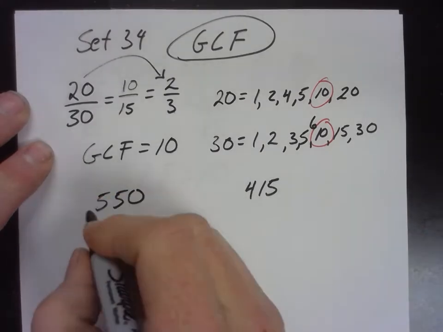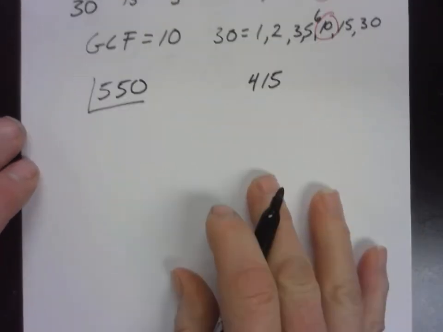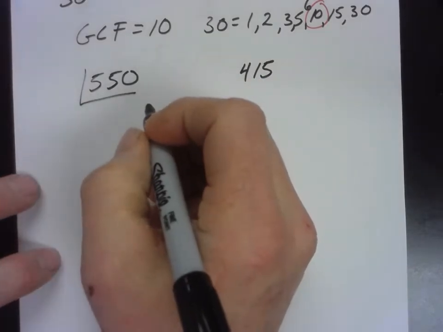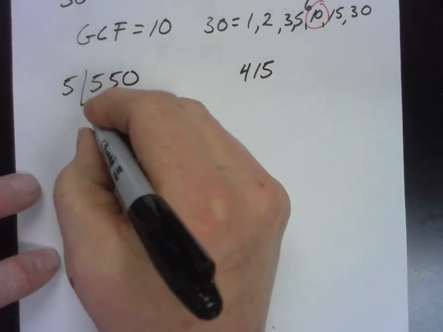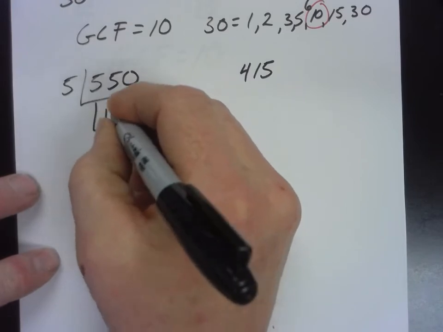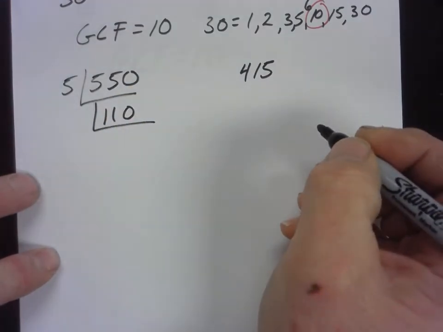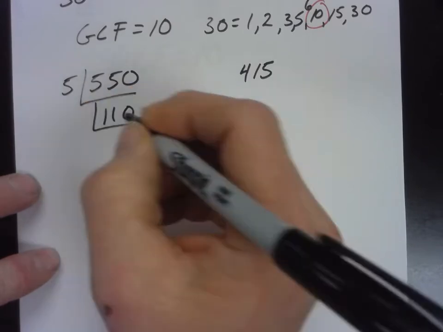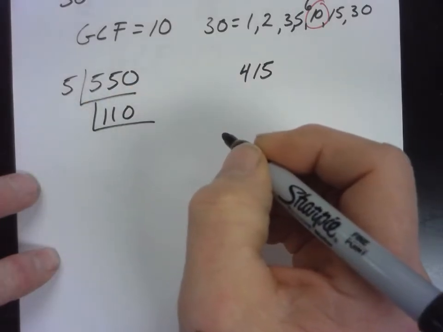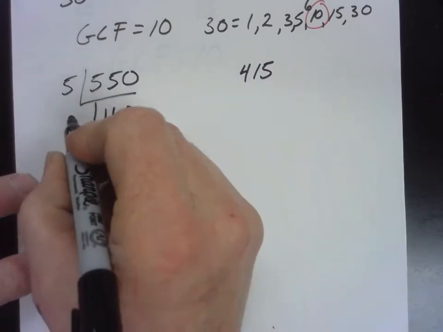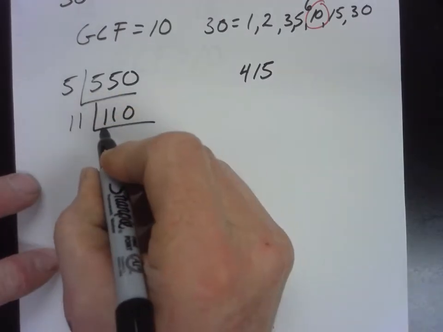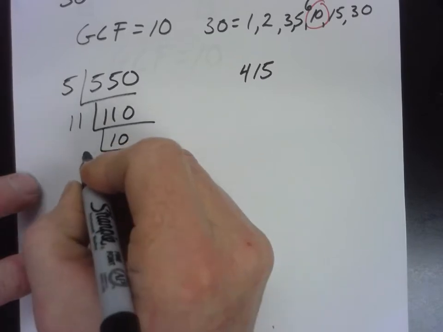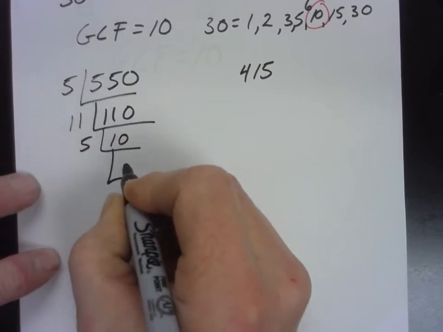So we could do a couple like this. And we could do greatest common factor. Let's do the product of prime numbers. What goes into 550? 5? Okay, good choice. 11. 10? Oh, can't use a 10, can we? 11. 5. Oh yeah, 11. 11 goes in there 10 times. And 5 goes in there 2 times.